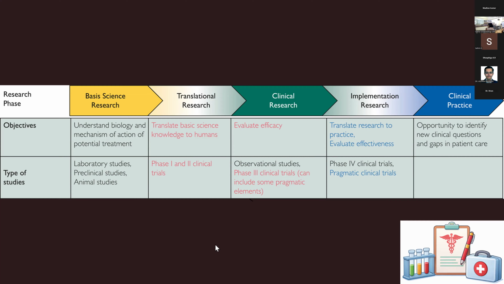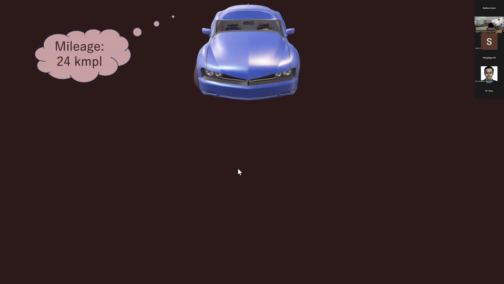So what are pragmatic trials, and what is the other one, which is explanatory? Let me take you through an example. Suppose you're going to buy a new car. The car dealer gives you all the specifications. They tell you the mileage is around 24 kilometers per liter. You're happy with it, you buy the car.